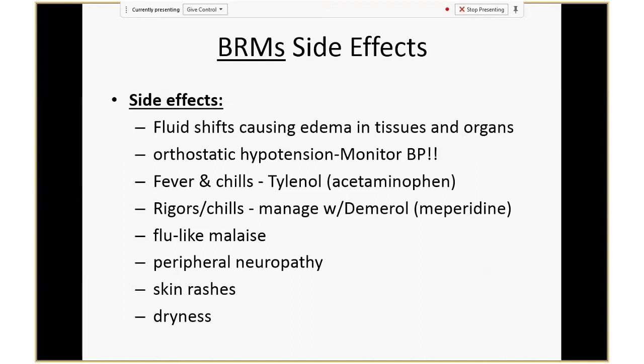Demerol has been pretty commonly shown to reduce chills, and this results exactly from your BRMs being given. It's going to have a toll on the neurological effect of the body, and that can cause your body to go into chills. These people might feel very weak and tired, have flu-like symptoms, flu-like fatigue, where they constantly are trying to sleep all the time. They could have some peripheral neuropathy, skin problems, dryness of the skin. All these are related to your BRMs.